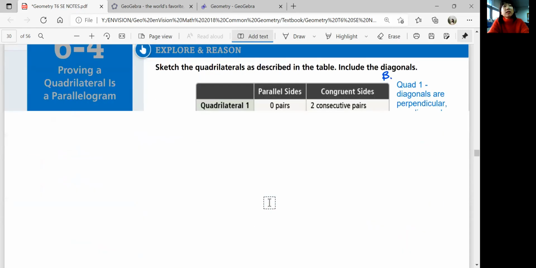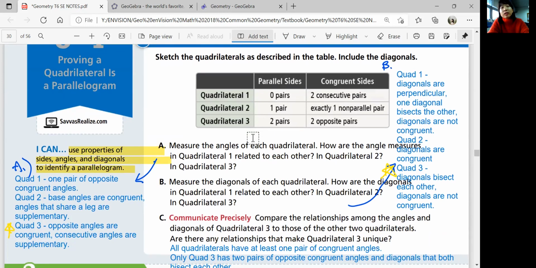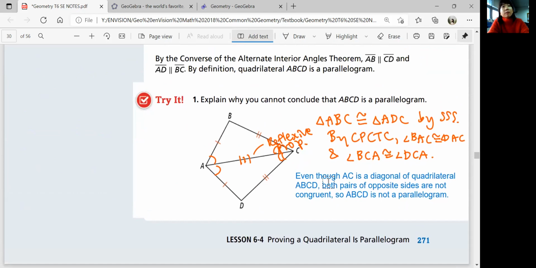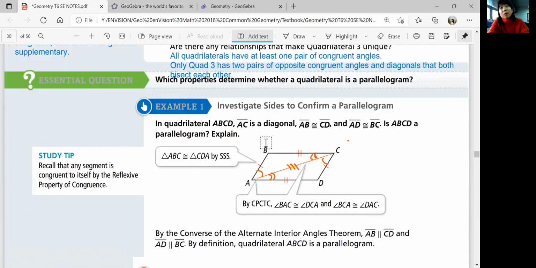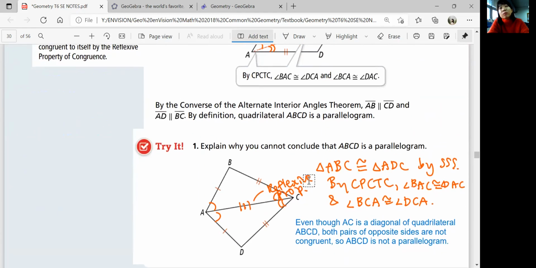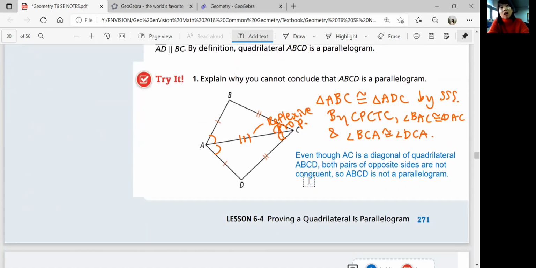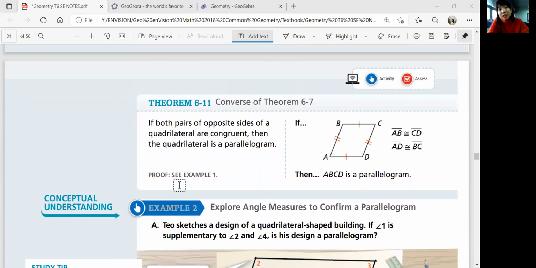So we're thinking about the condition back here. Quadrilateral 3 was actually describing parallelograms. You need to have two pairs of opposite sides that are congruent, right? So the opposite sides are not congruent, so it's not a parallelogram. But you can use the method in example 1 to prove it's a parallelogram. In order to prove it's not a parallelogram, you can just use the conditions, so that it's easier to say, oh, it just doesn't satisfy the condition. Okay, so we have Theorem 6-11, the converse of Theorem 6-7. If both pairs of opposite sides of a quadrilateral are congruent, then the quadrilateral is a parallelogram. So if you have this condition, both pairs of opposite sides congruent, then it must be a parallelogram.